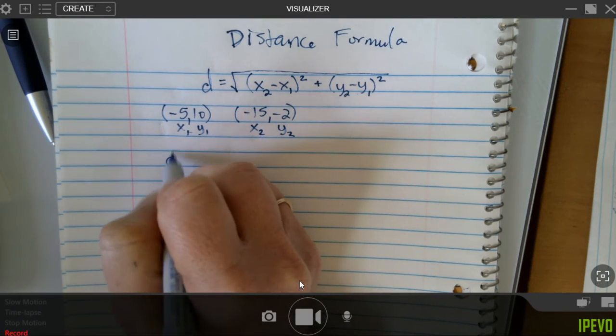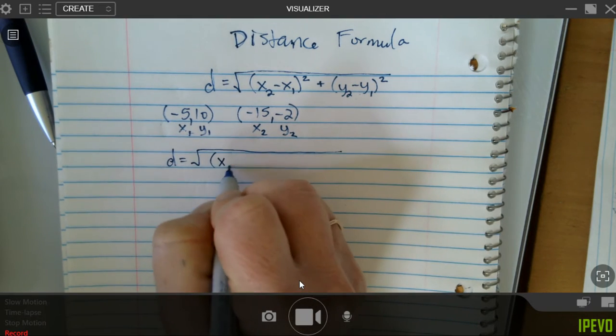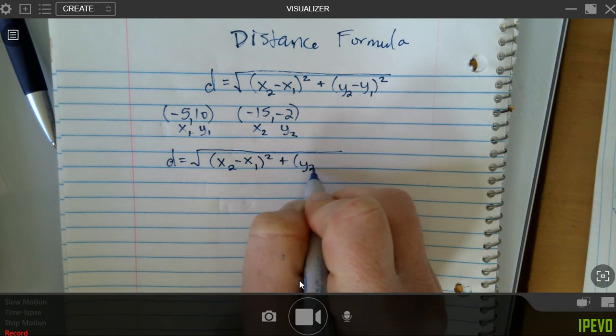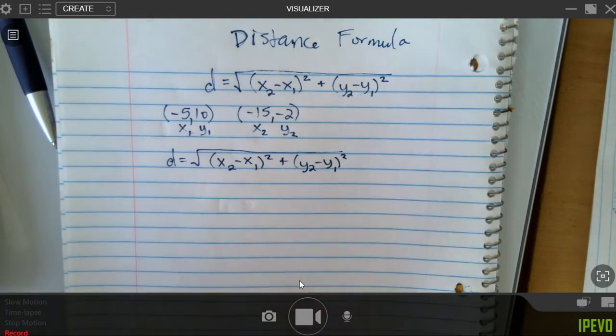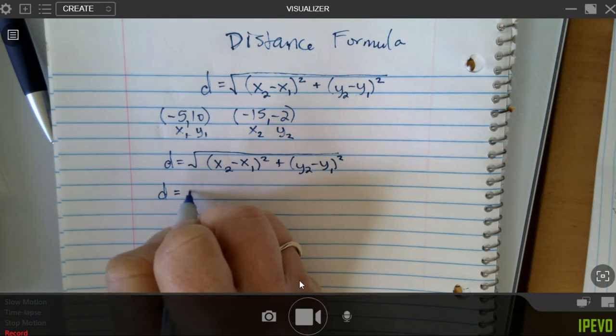Second step, write out the equation. I think it's really important to organize your thoughts, and writing out the equation is the first step to doing that. It also helps you to memorize it by writing it out. So we're finding the distance, and now I can fill in.